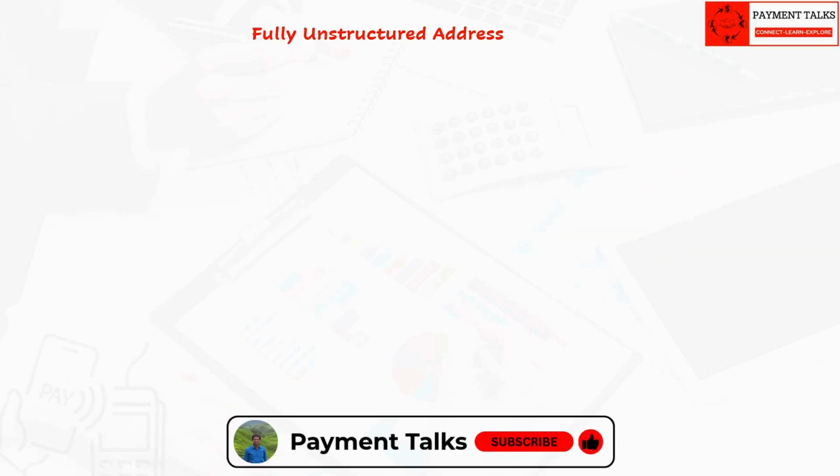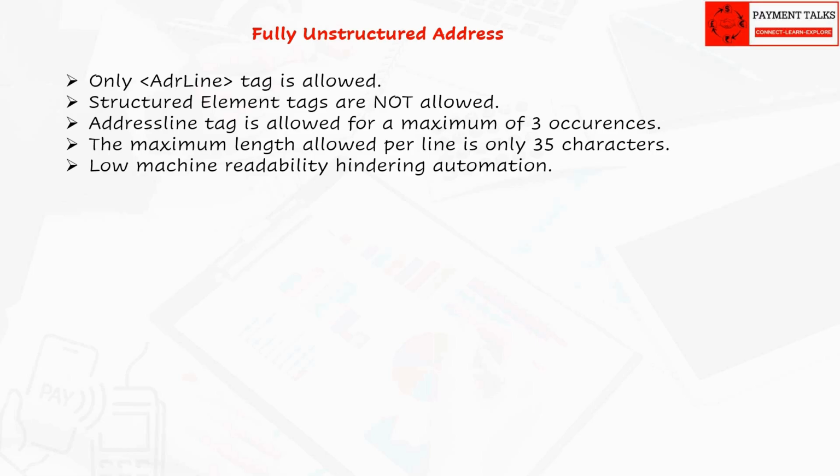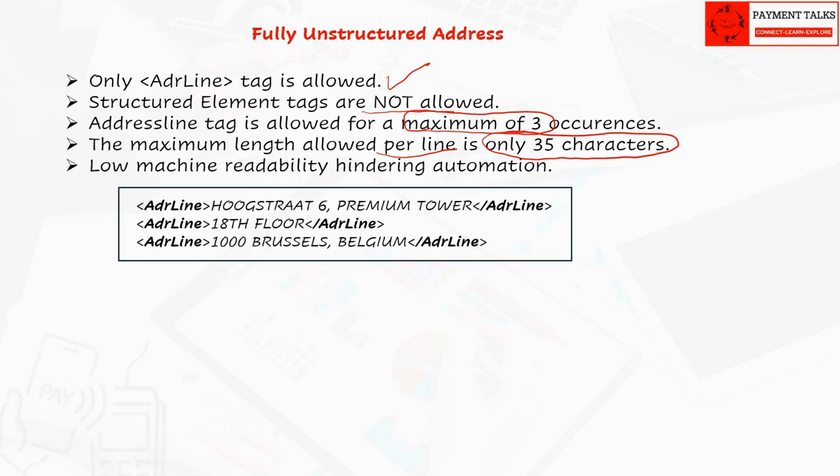That's why a fully unstructured address has the following characteristics. First, only the address line tag is allowed. Structured address tags are not allowed. Though the ISO schema allows 7 occurrences of address line, only a maximum of 3 occurrences is allowed for unstructured address. The maximum length of 35 characters is allowed in each occurrence of address line. Machine readability is low, because of which automation is not possible. An example can be seen here, where 3 lines of max 35 characters are allowed.